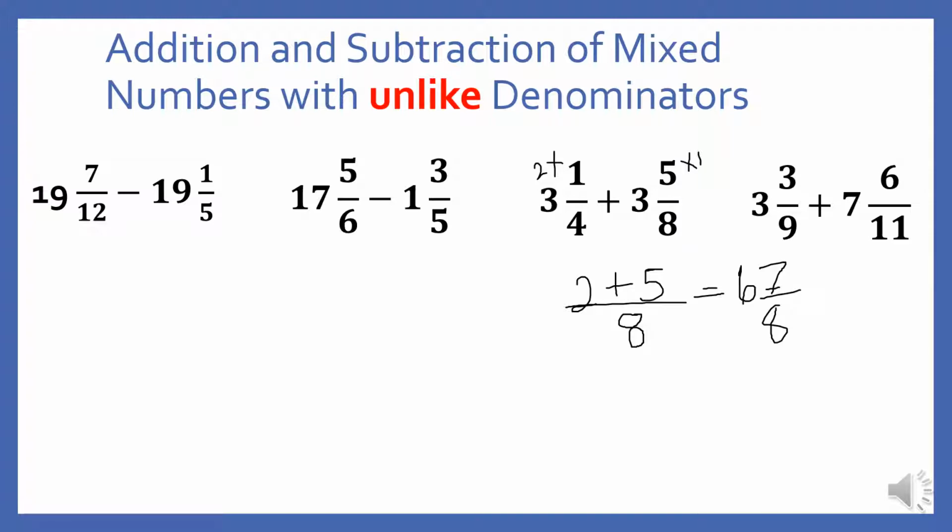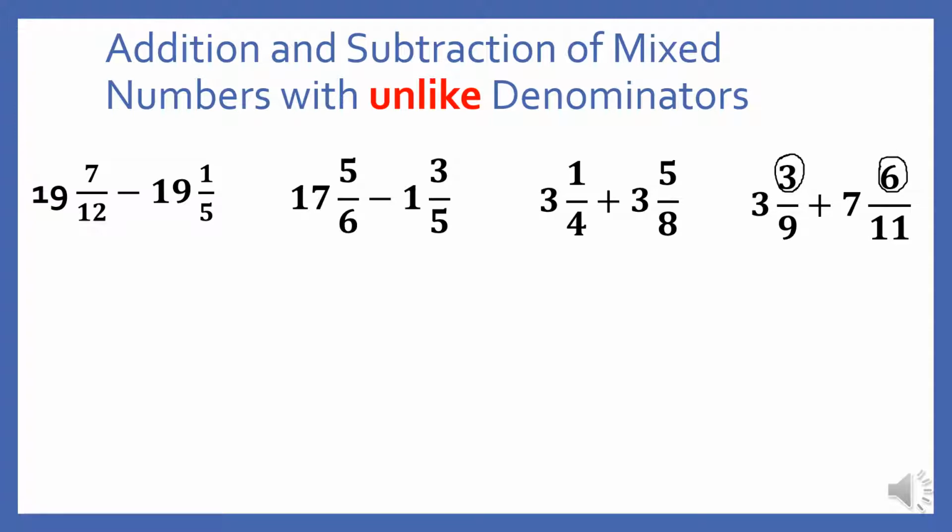Next, we have 3 and 3 over 9 plus 7 and 6 over 11. Again, you have the choice of converting them to improper fractions before adding or working out your whole numbers and then your fractions. Okay, so for this one, I can see that my first numerator is smaller than my second numerator. So with that, I'm going to choose to convert these to improper fractions first.